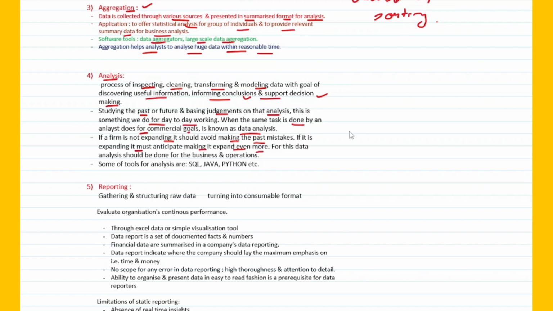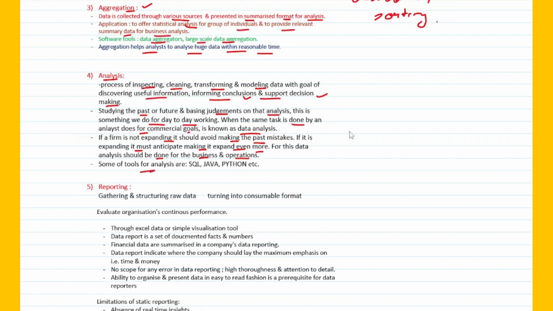So whatever mistakes have been made in the past, and you are expanding, you can use that experience to make sure that you don't repeat those mistakes once again, right? For this, data analysis plays a very, very important role. Hence, data analysis should be done for both business and operations. So if you are going into any kind of decision making, or if you are going for operations, in that case data analysis plays a very, very important role.